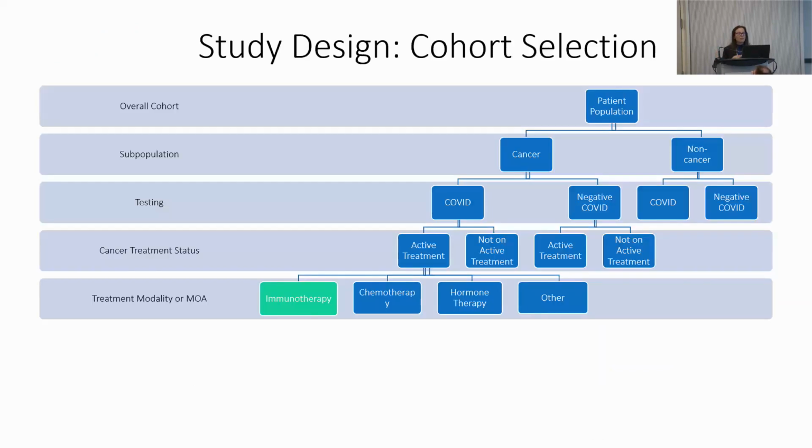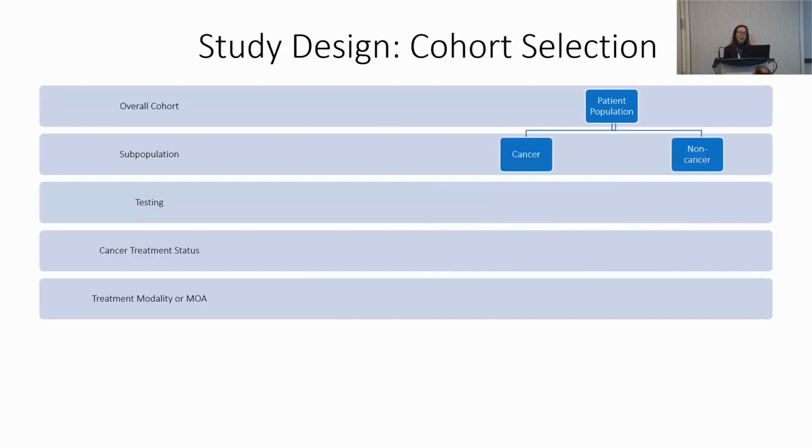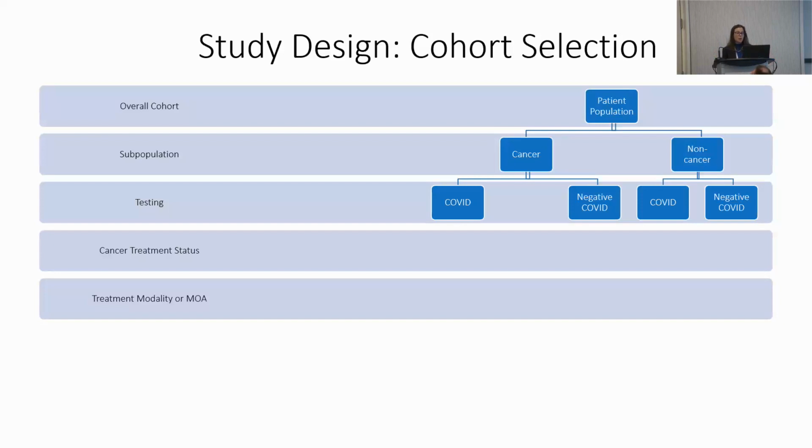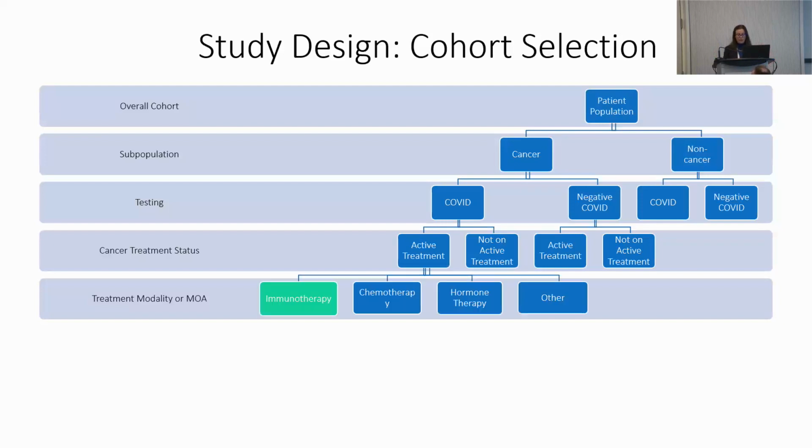And then thinking about how you create your cohort, you think about, what is the study question? How are you moving towards that? What are you asking? This is an example from COVID, and it's thinking about what the patient population would be for a study. Are you interested in looking at a subpopulation? So for example, patients with cancer. And then in that context, do you also want a non-cancer comparator? Then from the next level, do you need testing? Do you need patients with a positive or negative COVID test? Are they going to be patients that were on active cancer treatment or not on active cancer treatment? And then what is the modality of treatment that those patients were utilizing?